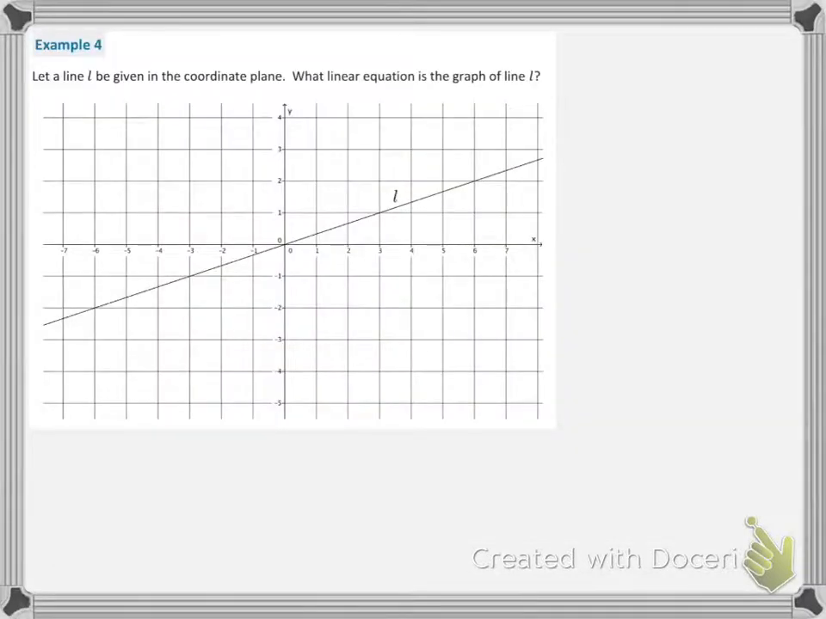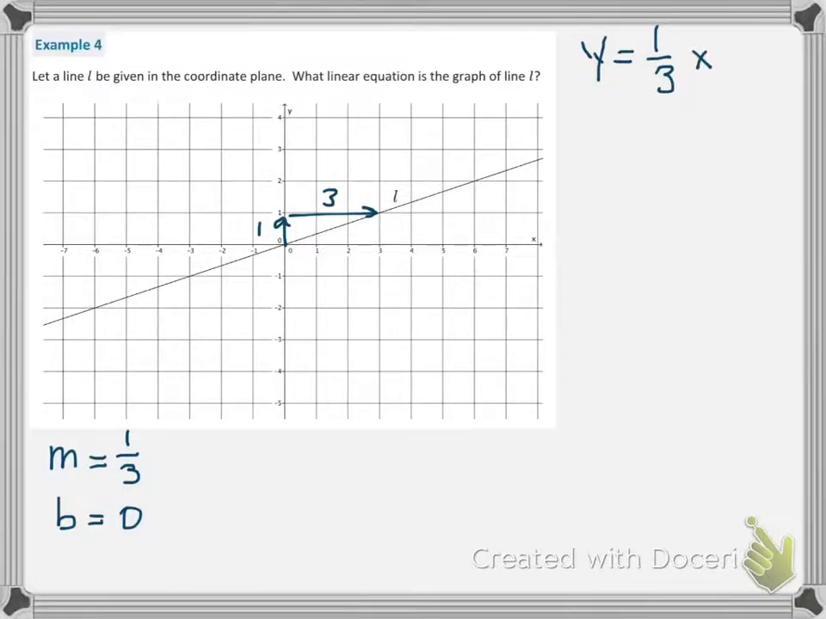Example 4. Well, this time I could write an equation using slope-intercept form because I can clearly see the y-intercept. So let's do both on this one. First of all, I need the slope. That's up 1 and right 3. Up 1, right 3. So this is a slope of 1/3, and I see my y-intercept is at 0. So I can just write the slope-intercept form, y equals 1/3 times x plus 0. So y equals 1/3 x is the equation.